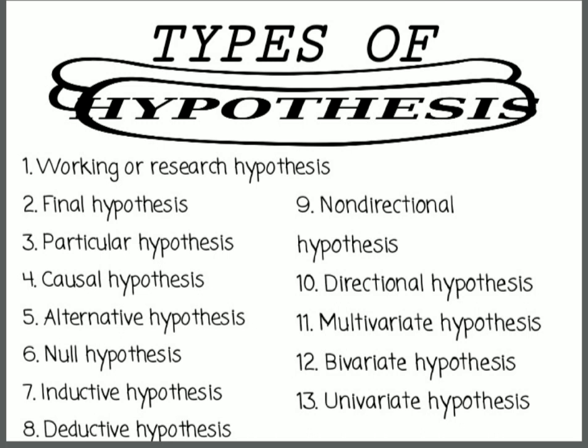Final hypothesis. It reflects the findings of the research study. Particular hypothesis, which merely explains a specific fact or situation. The causal hypothesis. It is a hypothesis that states that there is a causal relationship between two or more variables. Alternative hypothesis. A rival hypothesis which provides another possible and plausible solution to the problem. Null hypothesis, which asserts that there is no real relationship between or among the variables in question.